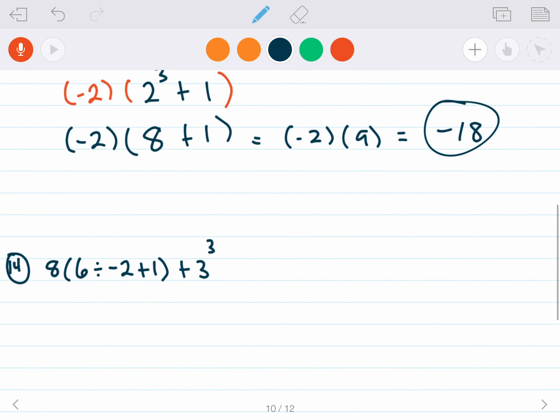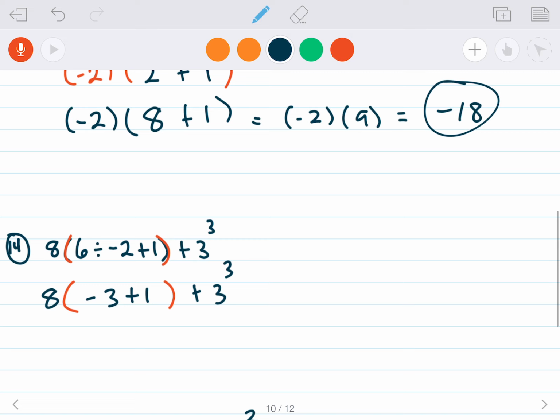All right, let's do this one. So parentheses, I'm going to do whatever is in there first. And PEMDAS says do the division first. So within the parentheses, 6 divided by -2 is going to give us -3. And I still have plus 3 to the 3 on the outside. Now, within the parentheses, -3 plus 1 is -2. So I have 8 times -2 plus 3 to the 3.